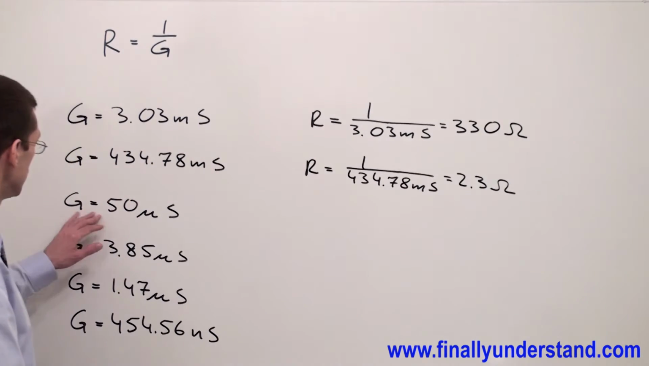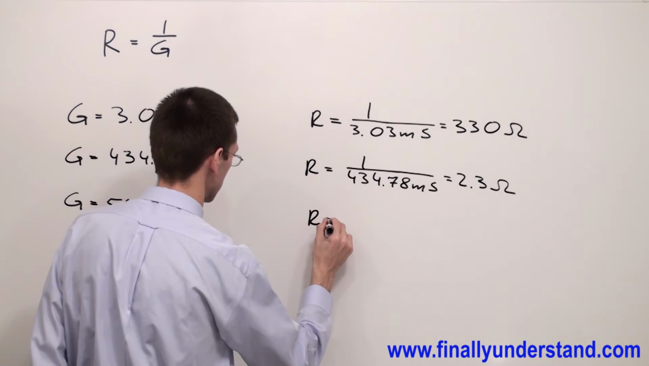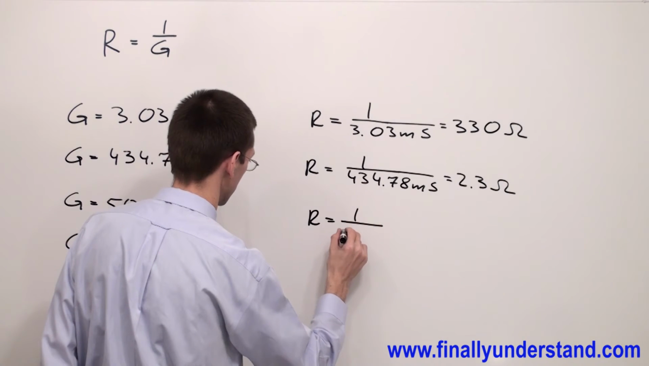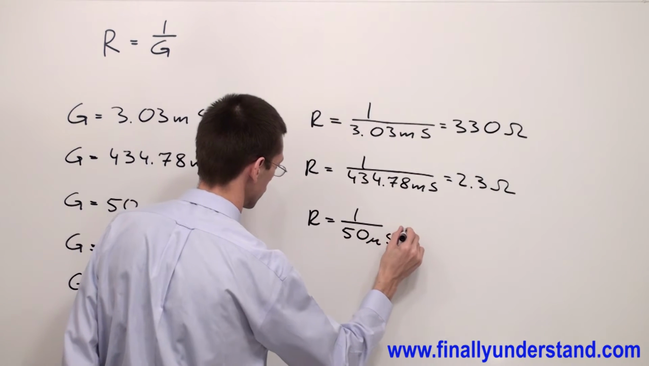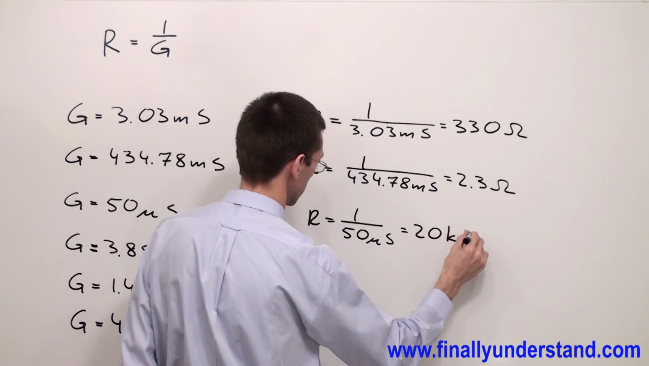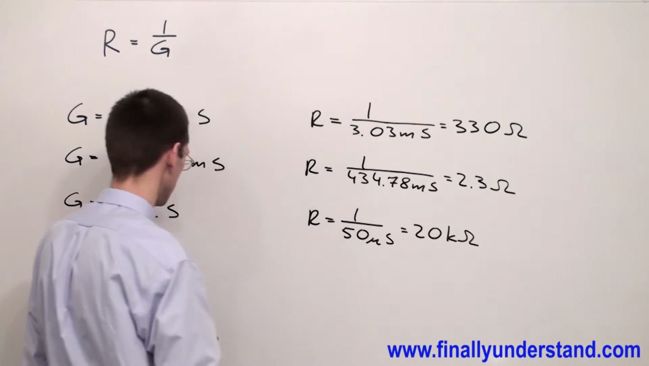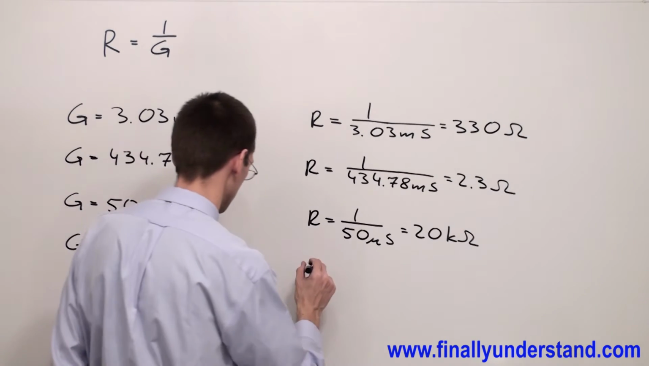Next one, I have G equals 50 microsiemens. R is equal to 1 divided by 50 microsiemens, which is equal to 20 kiloohms. Next one, I have 3.85 microsiemens.